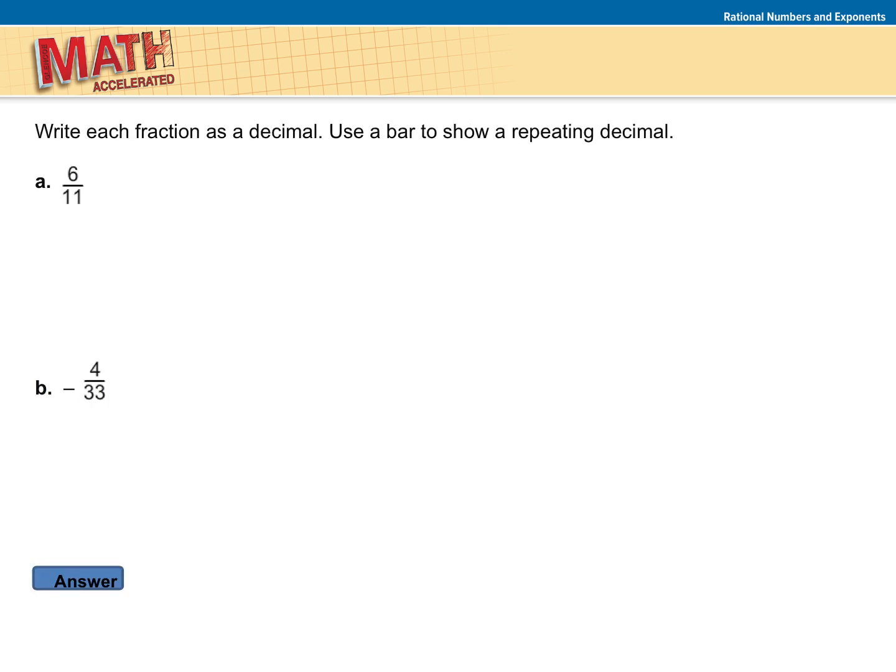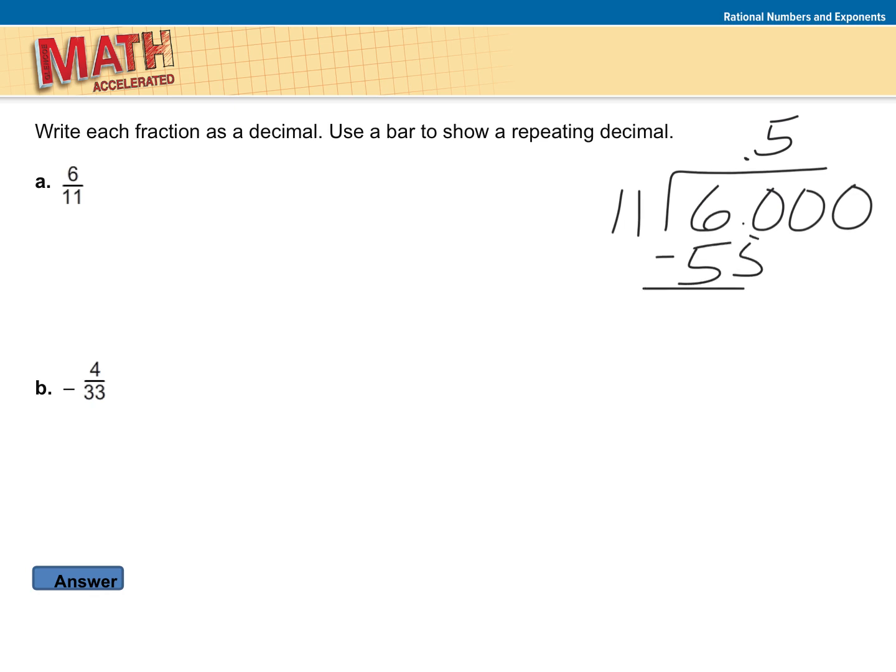So let's try this one together. 6 divided by 11. Does 11 go into 6? No. So I got to add a decimal point and add zeros. Bring that decimal up. How many times does 11 go into 60? 5. What's 5 times 11? 55. Subtract. You get 5. Bring down a 0. How many times does 11 go into 50? 4, right? 4 times 11 is 44. So you get 6, bring down a 0, and have 60.